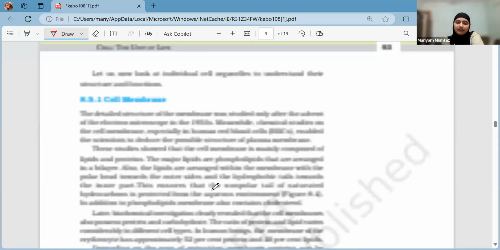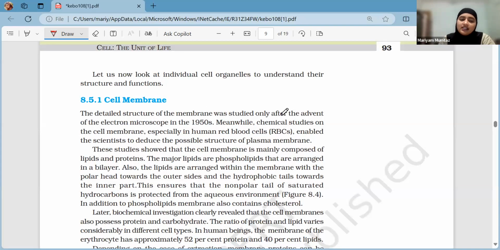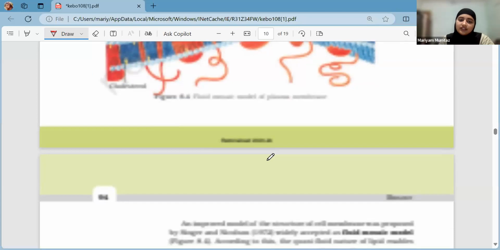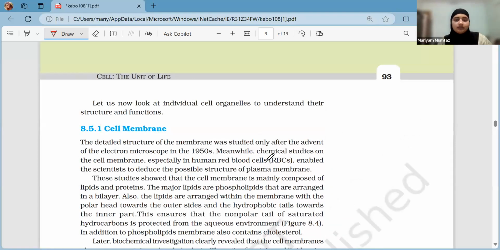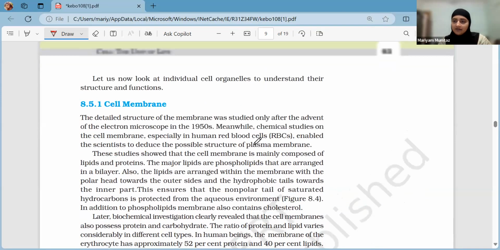So now we have the whole thing to discuss, each of the cell organelles and their structure, but I will start this in the next class, because it is almost my iftar time, and I cannot speak more than this. So this is it for today's class.